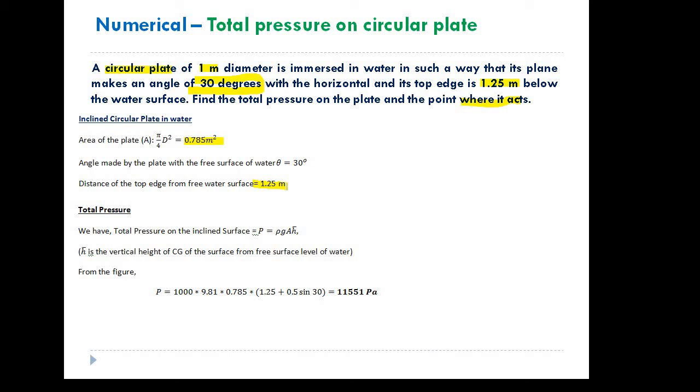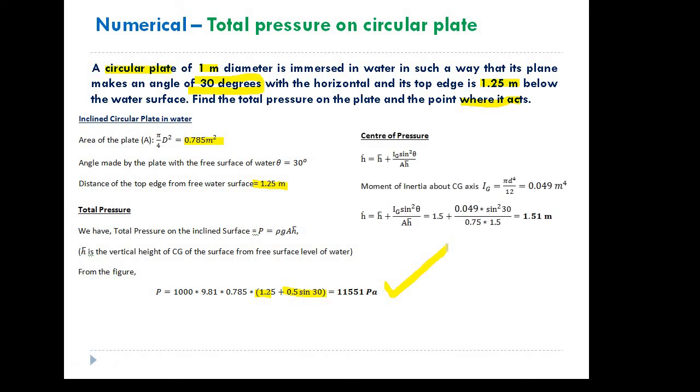What is h bar? H bar is the distance of its center of gravity from the free surface. So the top edge is at a distance of 1.25. So 1.25 plus 0.5 sin 30, where 0.5 is the radius. If you sketch that figure, you can find out h bar. In a similar way, we had found h bar in case of the rectangular plate in the first problem. The same procedure. It is 11551 Pascal, or about 11.55 kilopascal.